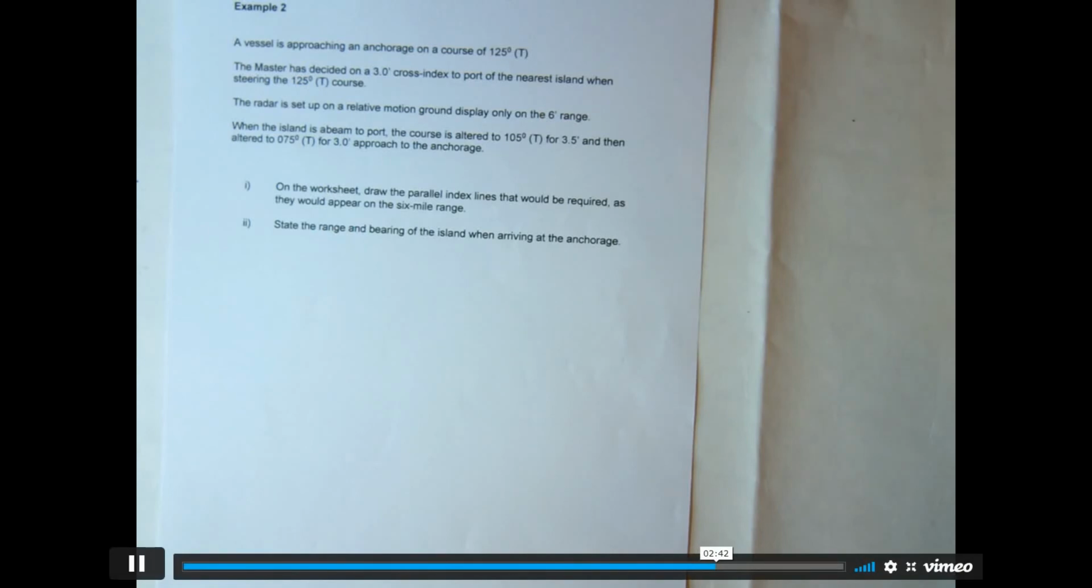We're approaching an anchorage at 125, and we're going to have a 3 mile cross index to port of the nearest island when we're doing the 125 course. Usual motion for the radar. And when the island is abeam to port, we alter course to 105 for 3.5 miles, and then 075 for 3 miles for the approach to the anchorage. So let's have a look here.